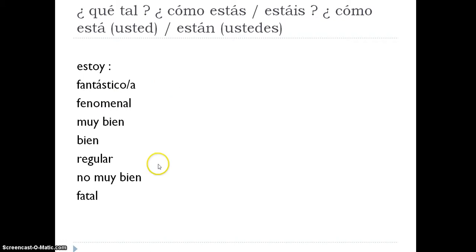Okay? So those might be your answers. And again, you could say, y tú or y usted, depending on whether you're talking to somebody formally or informally. So those are there. Y tú, y usted. Again, don't forget your accent. Otherwise, it means you rather than you.